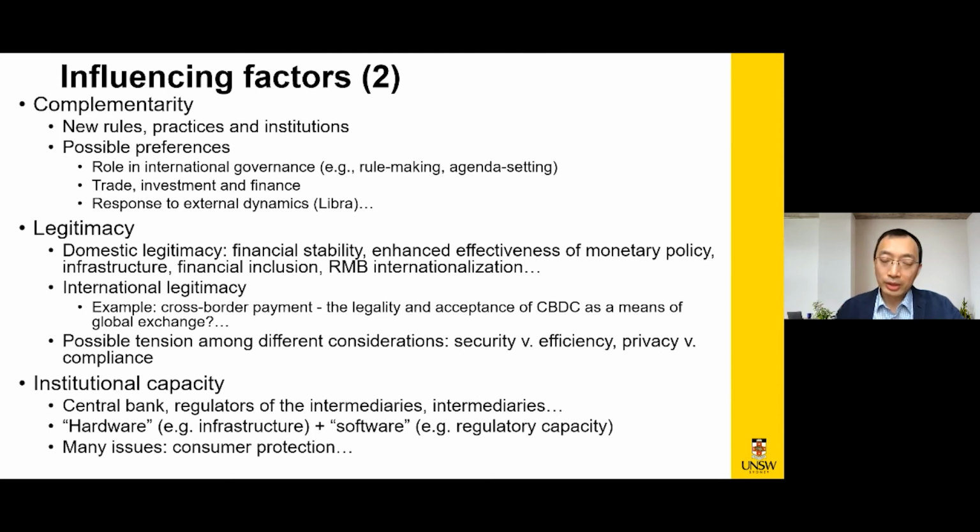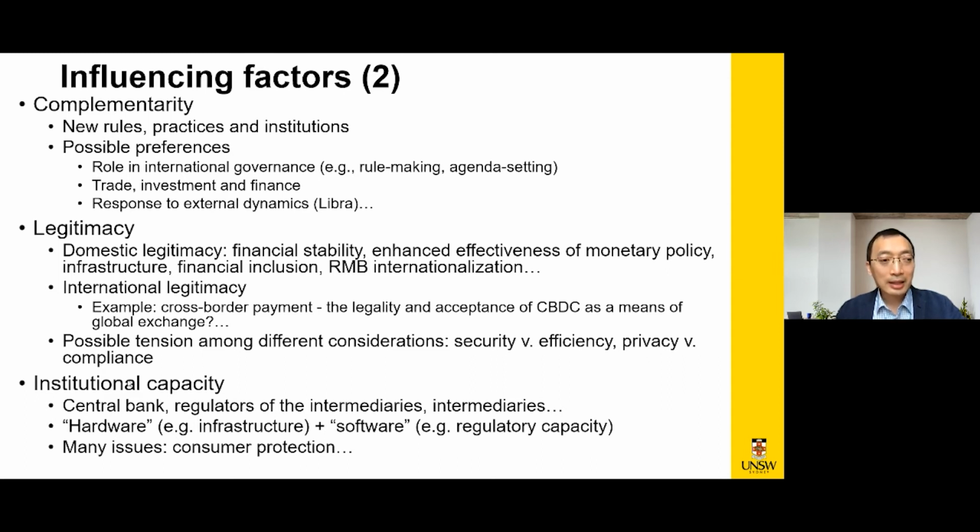And there are many issues that are relatively new, like consumer protection. How do you deal with the possible risk of loss, mistaken transfers, and fraud risk? How do you deal with digital identity? If the CBDC will be used internationally, how do you manage the data flow and sharing?